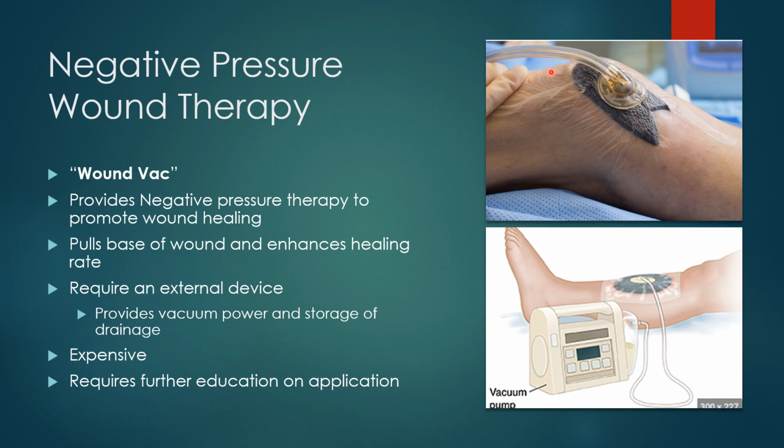There is a sponge that is placed inside of the wound itself, and then it's hooked up to this vacuum with an occlusive barrier around it. So when this vacuum is activated, it pulls through that sponge and to the wound base, which then causes blood to flow to that wound base, which then promotes healing. It also allows for all the exudate to collect in this little reservoir. So then it keeps that wound base moist, but not wet, which then promotes healing. They are quite expensive, and as stated, they do require further education on application.